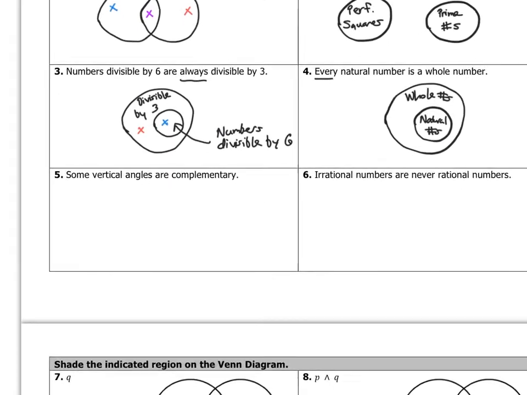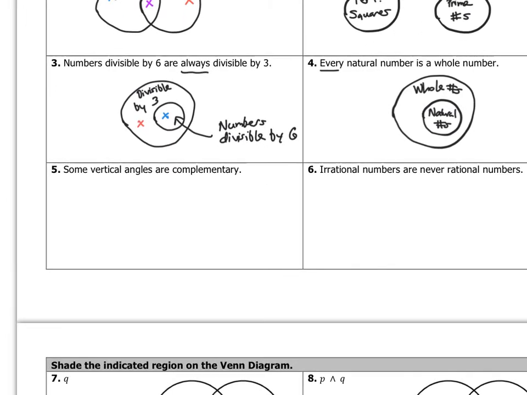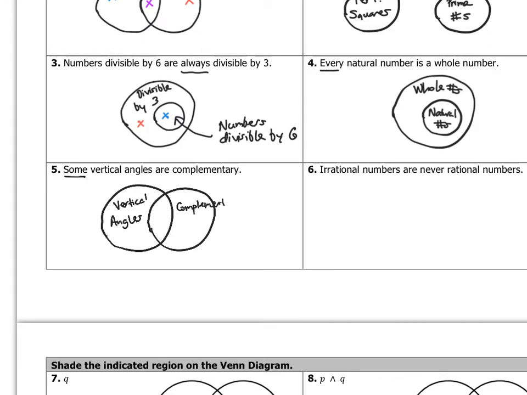All right, number 5, some vertical angles are complementary. Keyword is some. So I'm going to draw the diagrams again that you're probably most used to seeing. Okay, so vertical angles will be one part of the Venn diagram, and then complementary angles will be the other part.